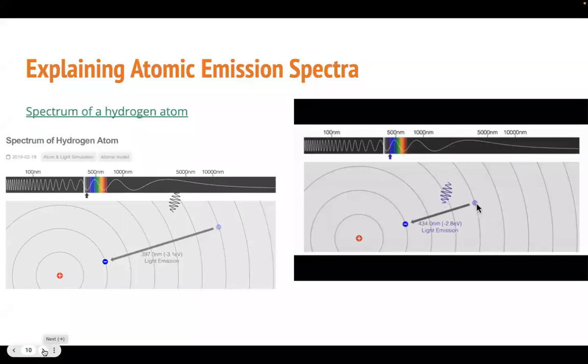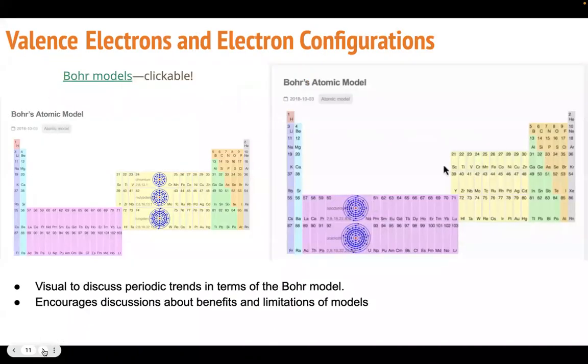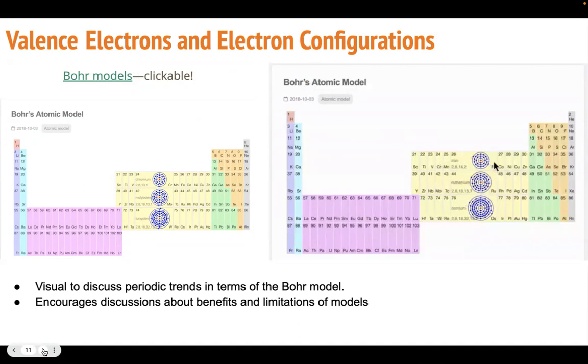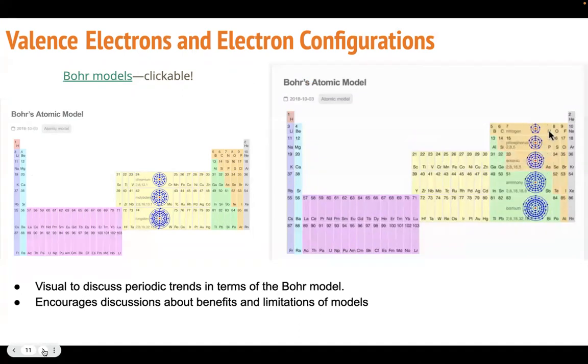There really are a lot of good atomic structure simulations at Javalab. And if we go to the next slide, there's one on Bohr models. And again, this is clickable, so you can click on whichever one you want or a whole column. It can be a great way to talk about some periodic trends, relating that to Bohr models. And it's also a good way to talk about benefits and limitations of the models.